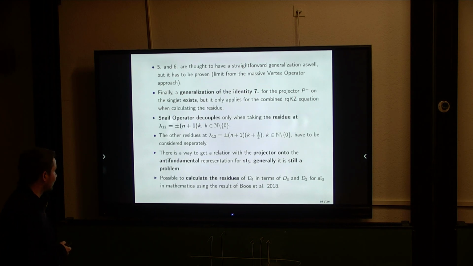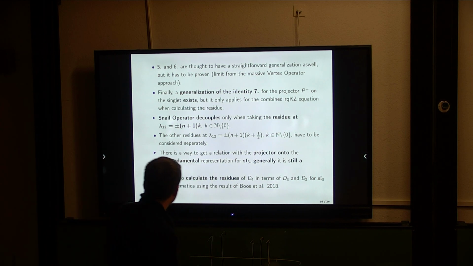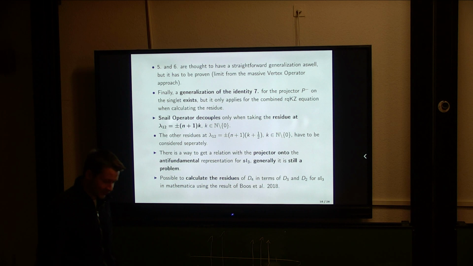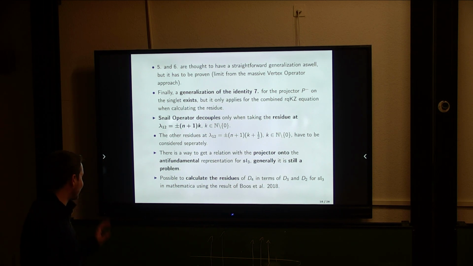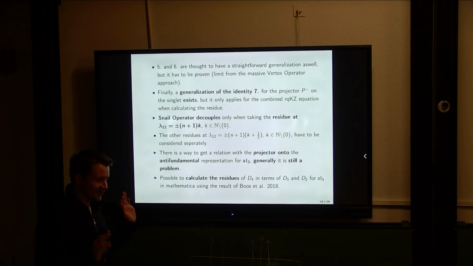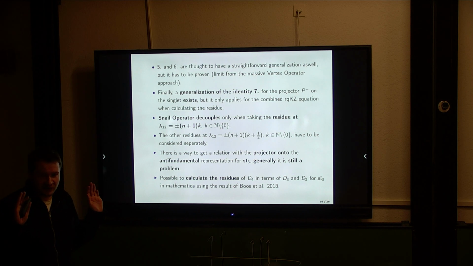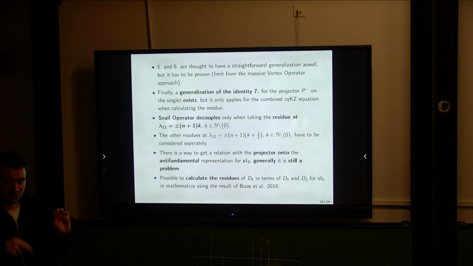Okay, properties 5 and 6, the analyticity properties, are also thought to have a good generalization, but it is not proven. I think there is also a vertex operator approach, at least in the massive case, and maybe it's possible to take limits, as in the SO2 case. But for now it is an assumption that the meromorphicity and the pole structure somehow generalize, okay?